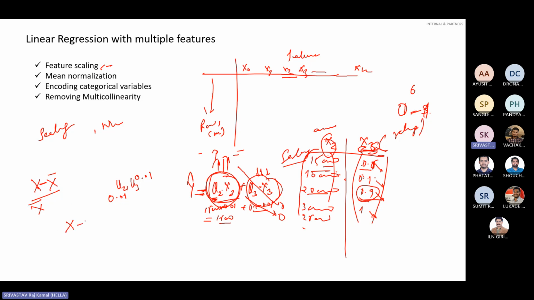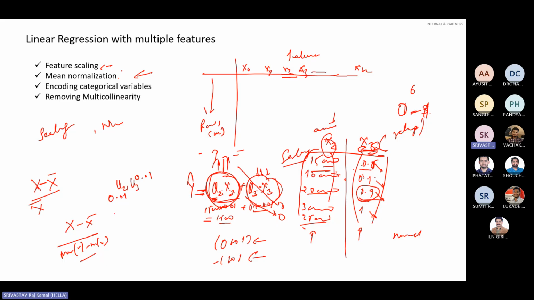Or you do x minus x average over the max of this whole column minus the min of this whole column, basically the range. Basically, we are trying to bring these values to the scale of 0 to 1, sometimes minus 1 to 1. So if I scale or normalize them, they come to the same level, right? Now their effect will not be overridden by the others. These are known as either feature scaling or mean normalization. Mean normalization is just a technique.